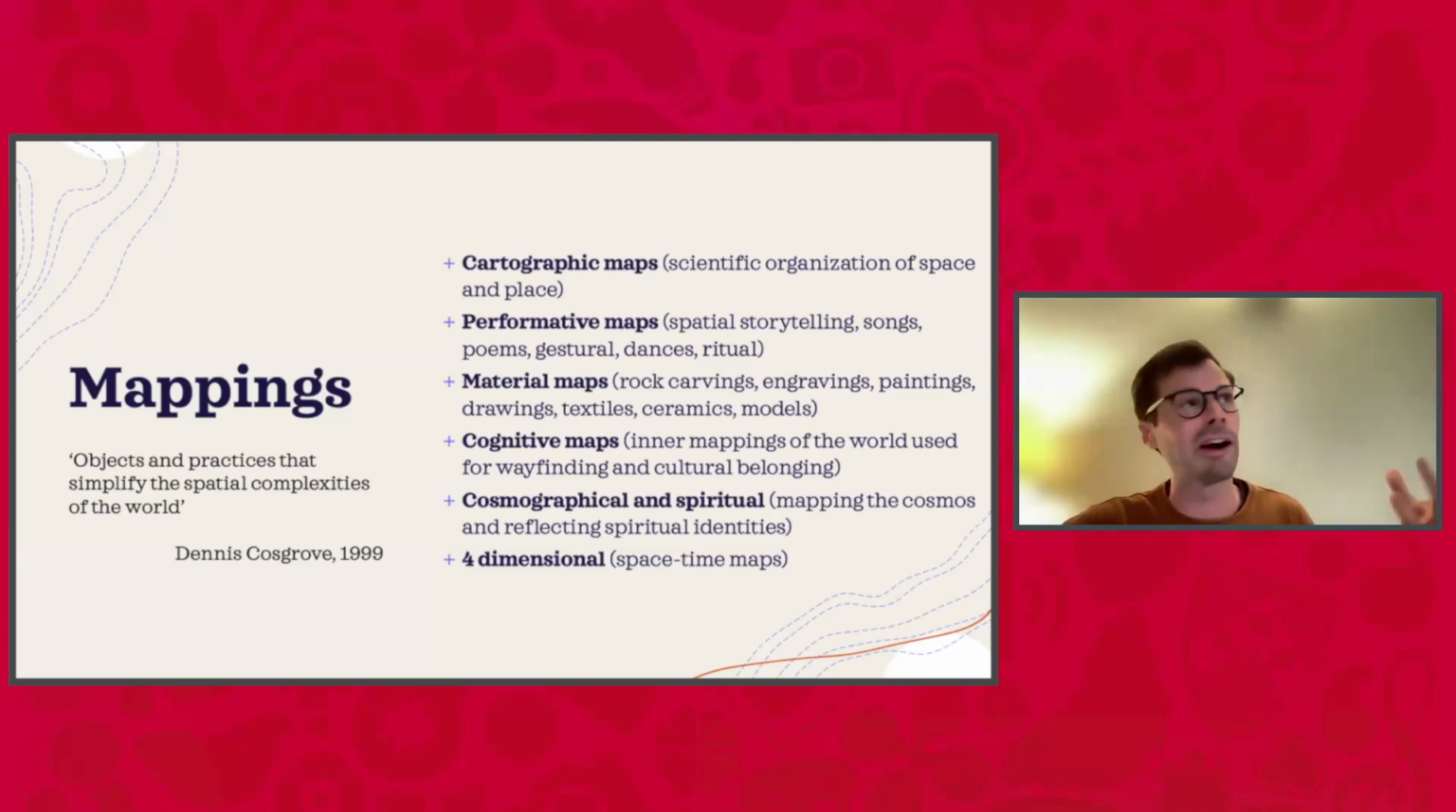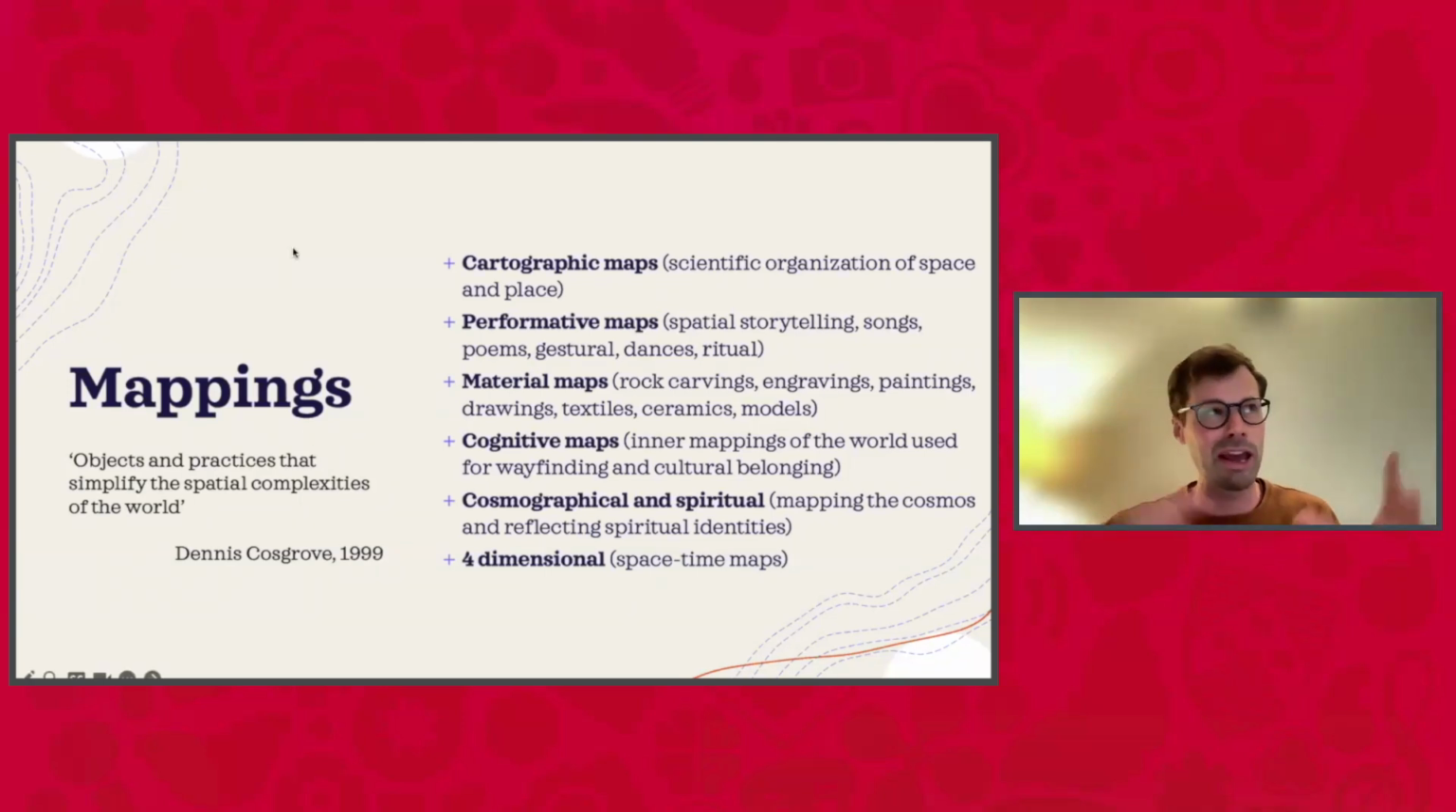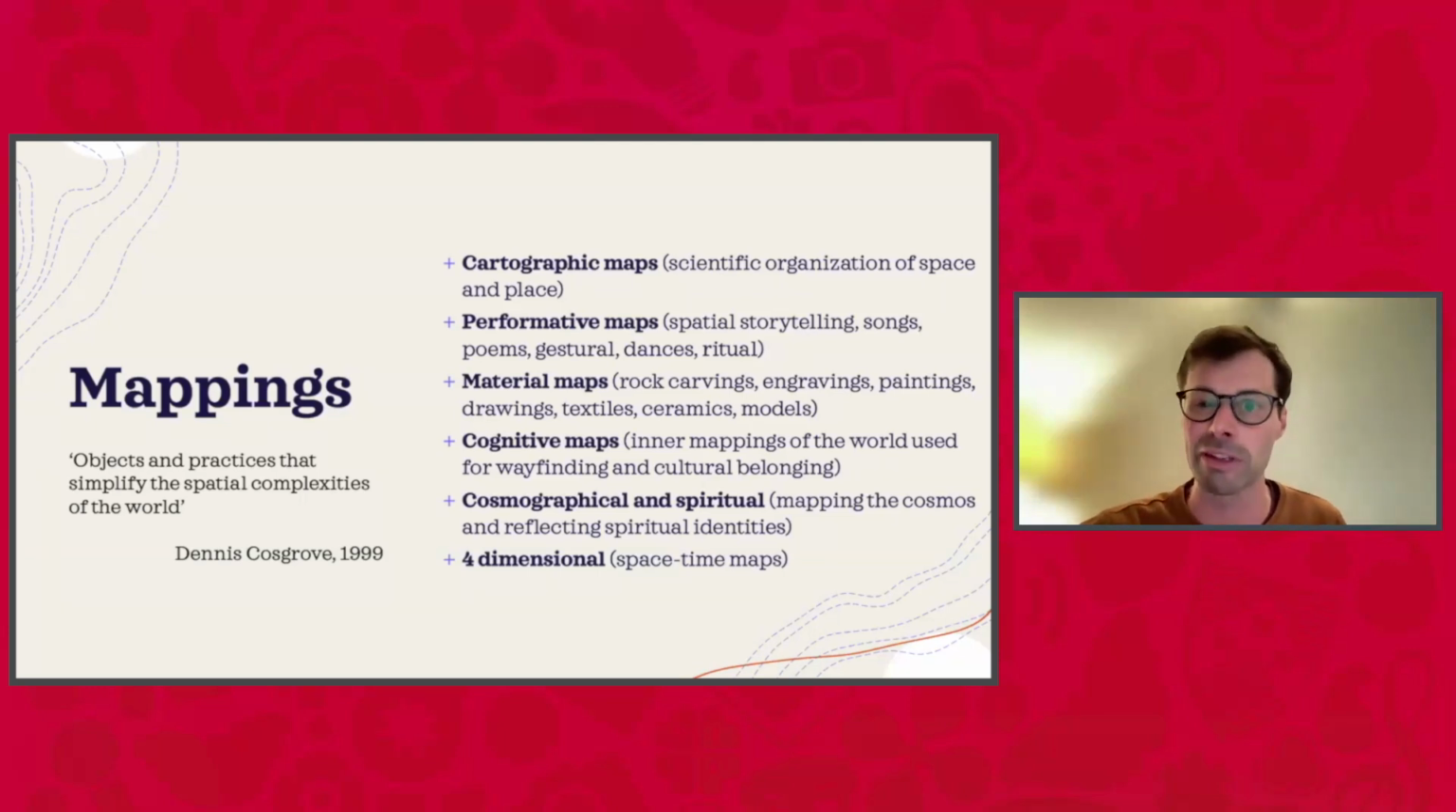If you get a black cab in London and you ask the taxi driver to go from A to B, they'll quite often talk about how they're using a cognitive map, a cognitive understanding of the streets of London, to make their way from A to B without using a paper map. And I really like this quote by Denis Cosgrove here, which allows for a broader scope for thinking about maps beyond just the cartographic understanding that we have. Denis says that objects and practices that simplify the spatial complexities of the world can be classed as mapping. I really like that as a way into this topic.